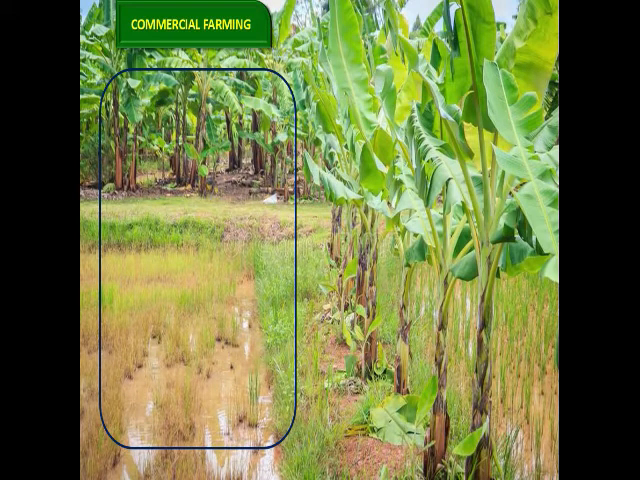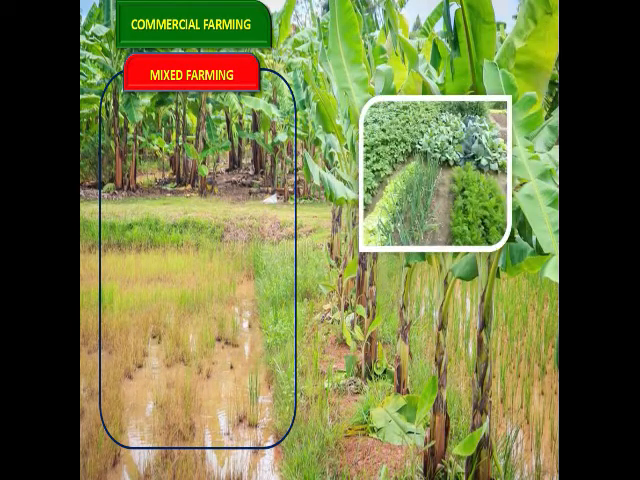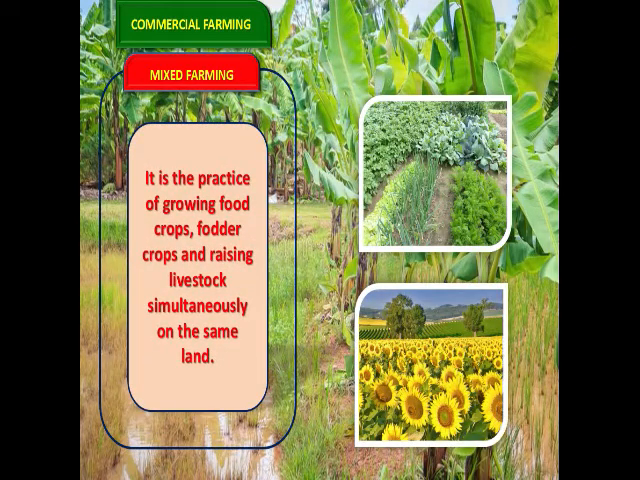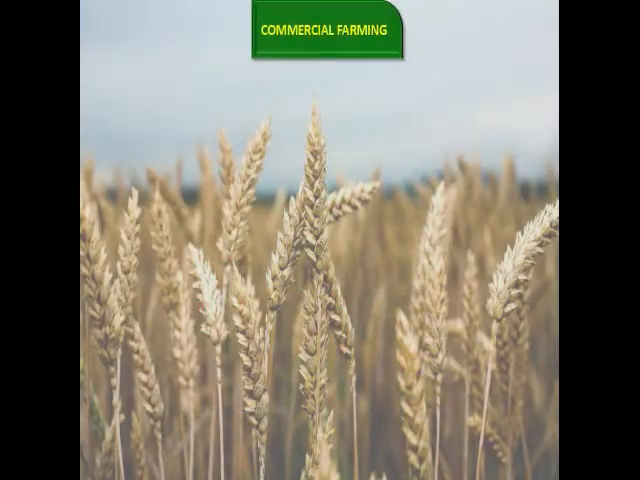And the next one is commercial farming. What is commercial farming? In commercial farming, there is mixed farming. What does mixed farming mean? It is a practice of growing food crops, fodder crops, and raising livestock simultaneously on the same land. That is mixed farming.